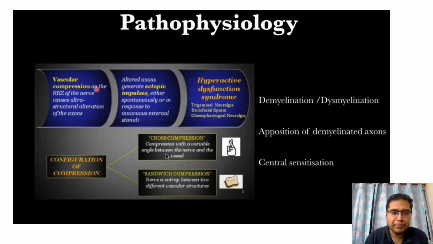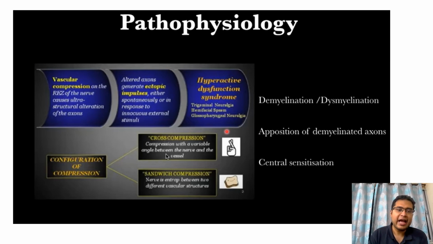Vascular compression of the root entry zone or exit zone of the nerve causes ultrastructural alteration of the axon, and the altered axons generate ectopic impulses either spontaneously or in response to innocuous external stimuli, and hence become hyperactive, leading to dysfunction: trigeminal neuralgia, hemifacial spasm, glossopharyngeal neuralgia.